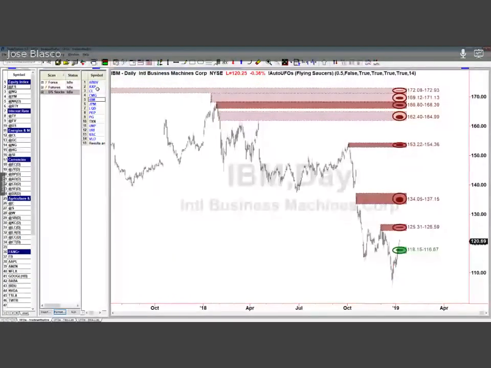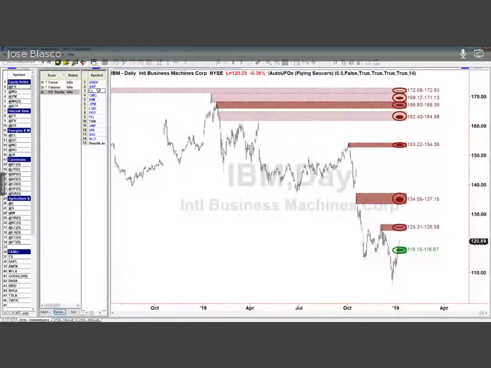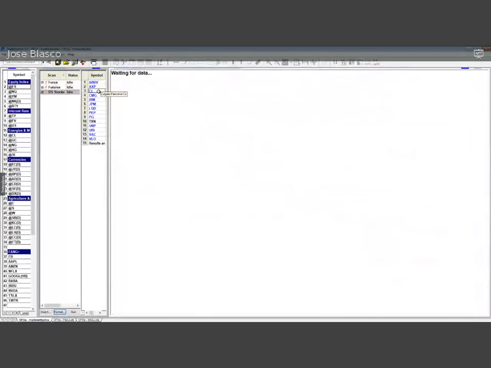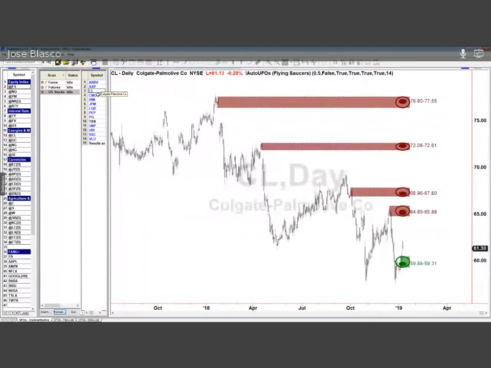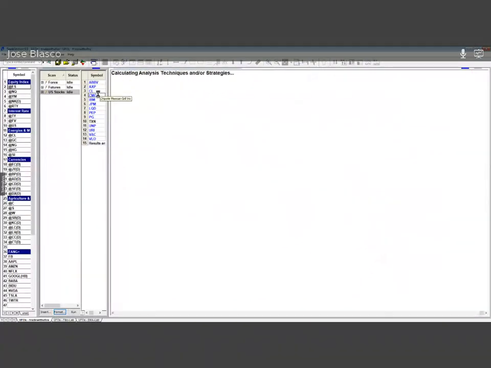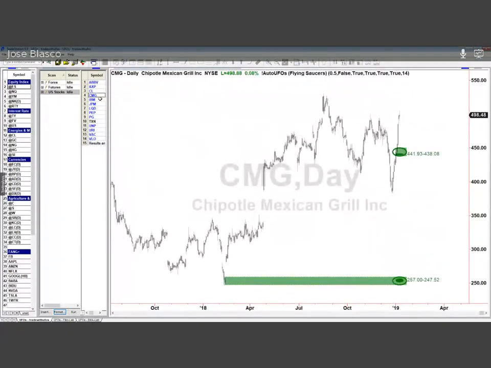If you look at Colgate Palmolive, same story, sideways mode. If you look at CMG, Chipotle Mexican Grill, same story. It was going down very aggressively, up very aggressively, so it's kind of like a wide range. This thing is going sideways. There is not a clear indication of a continuous movement in the market. So basically, that's what I got.